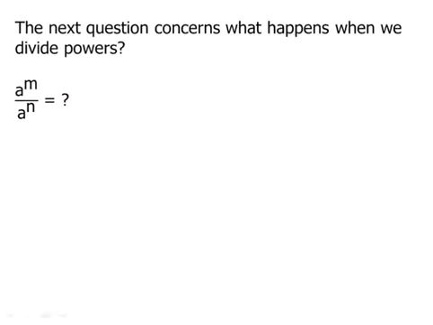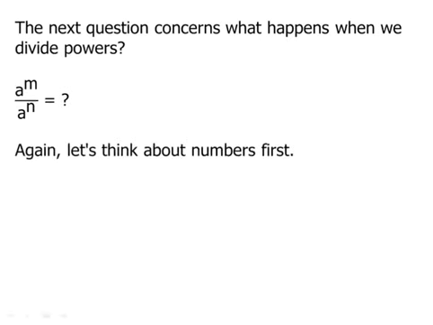Now the next question concerns what happens when we divide powers. Again, don't think in terms of just an abstract law. Let's go back and think this through in terms of the fundamental definition of an exponent. If you understand this law from the perspective of fundamentally what is an exponent, then you will really understand it. So I'm going to suggest starting with numbers first. Let's say 12 to the 7th divided by 12 cubed. How would we figure this out?